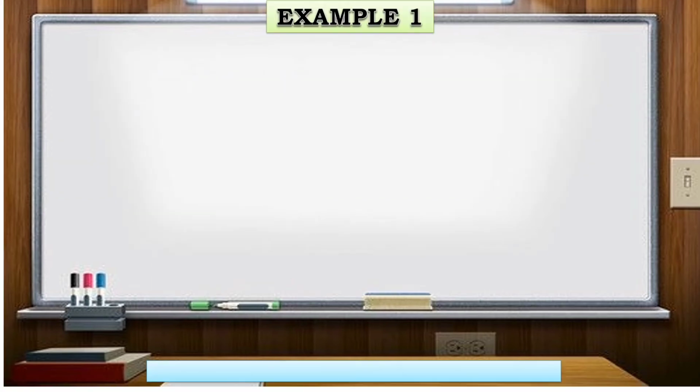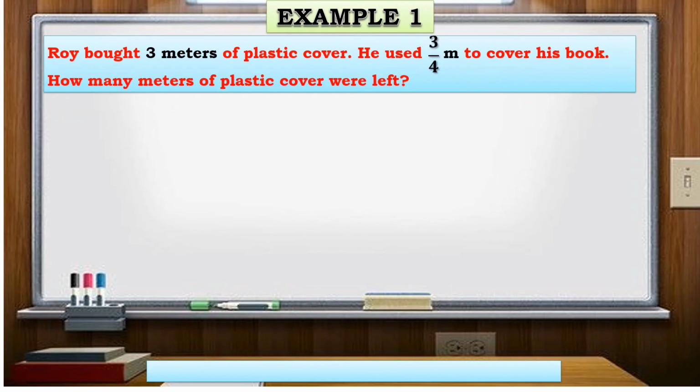Let's take a look at this example. Roy bought 3 meters of plastic cover. He used 3/4 meters to cover his book. How many meters of plastic cover were left? Let's find the answer by making regions.